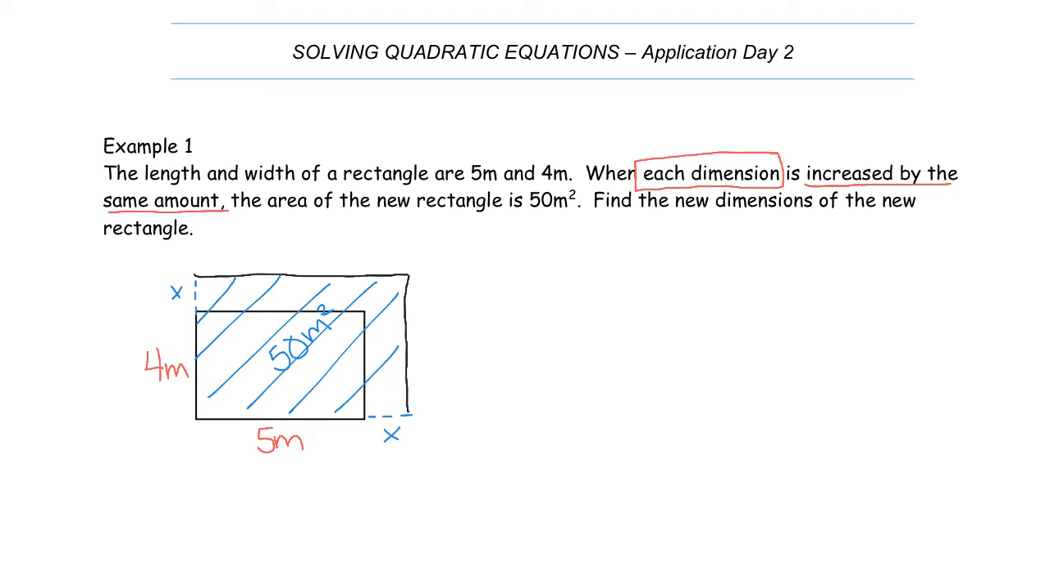So step number one, my suggestion for these questions is to draw a diagram that just highlights all of that information. Then I go back to the question. It says find the new dimensions. So here I'm looking for width and length of the new rectangle. Okay, so I've added the variable x to my diagram. So after drawing my diagram and getting an idea of what the situation is, I'm going to go ahead and define that variable formally.